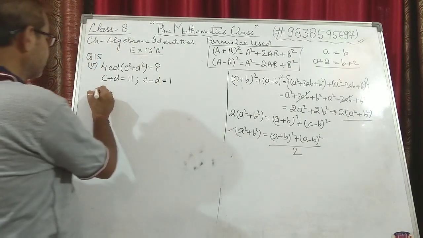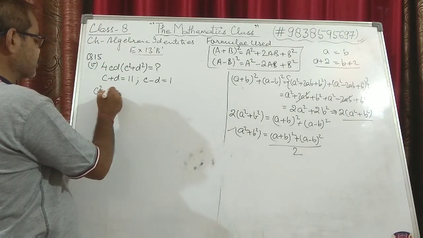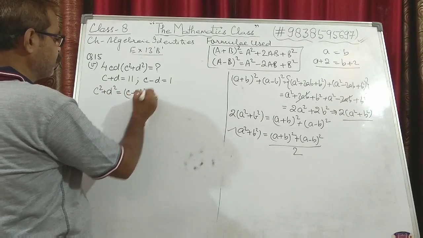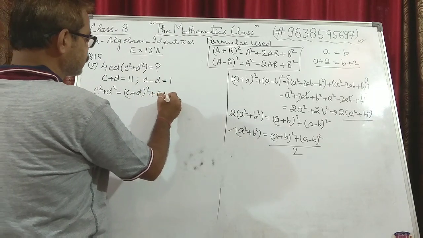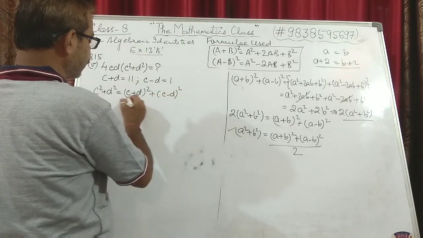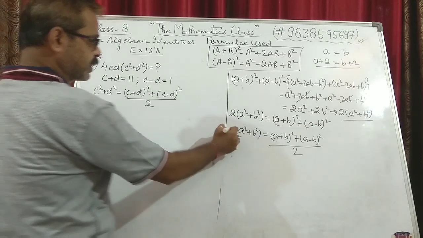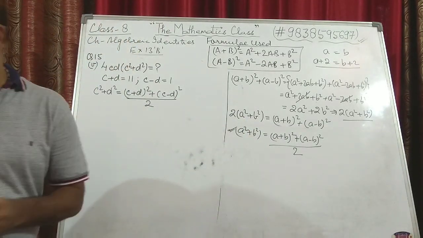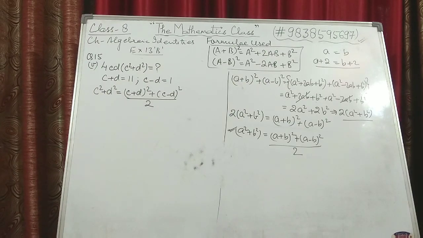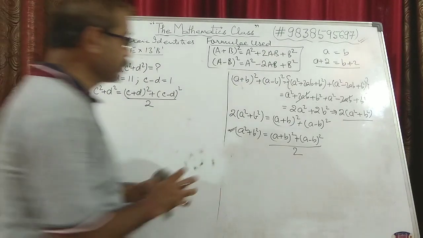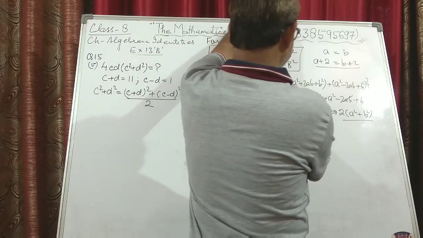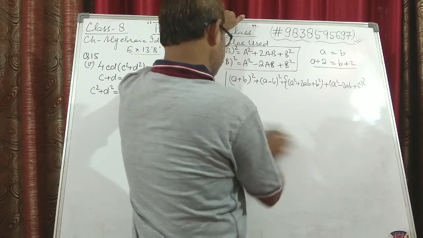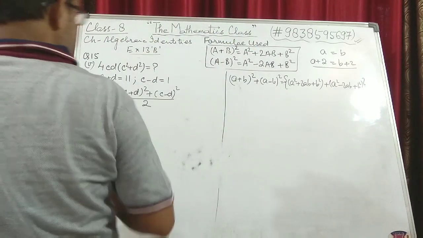We know that C square plus D square can be written as (C plus D) whole square plus (C minus D) whole square upon 2. This we have studied from this. Now how to find 4CD? One more thing needs to be explained, so I'm rubbing this much out. Then you will understand how to get 4CD.